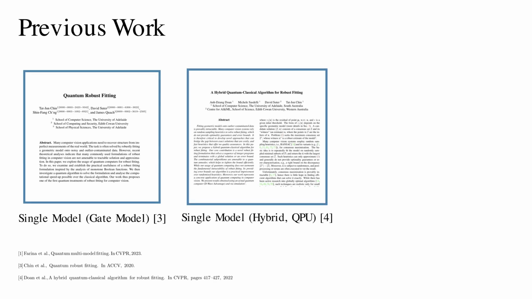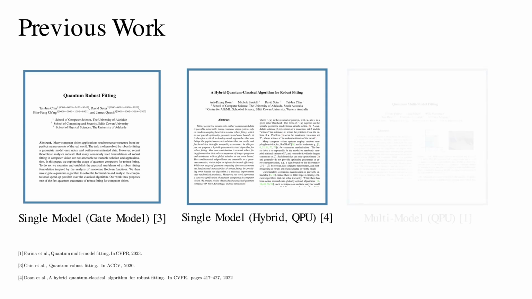Over the years, several approaches have been proposed for robust fitting using quantum computing. The first notable work is quantum robust fitting, which was a pioneering attempt but had limitations, such as being applicable only to single model fitting and lacking practical quantum gate realization. The hybrid quantum classical algorithm for robust fitting marked the first use of quantum annealers for this purpose. While groundbreaking, it required multiple QUBOs to be solved iteratively and was also limited to single model fitting.